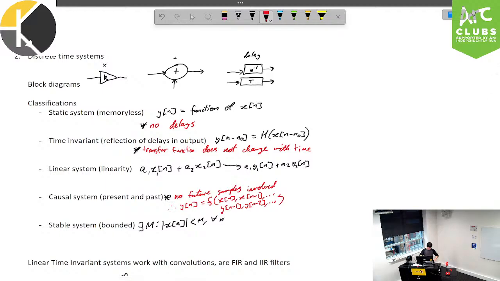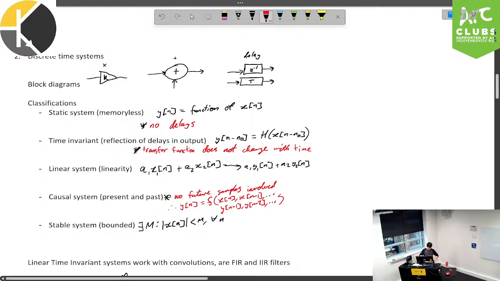So now we have the second section. This is for discrete time systems. Just a little overview. We have block diagrams using multipliers, summers, and delays. Delays can have two different notations so far. And we have a couple classifications for our discrete time systems. So first things first, we have static systems, otherwise called memoryless. That is where it is only a function of a present state.